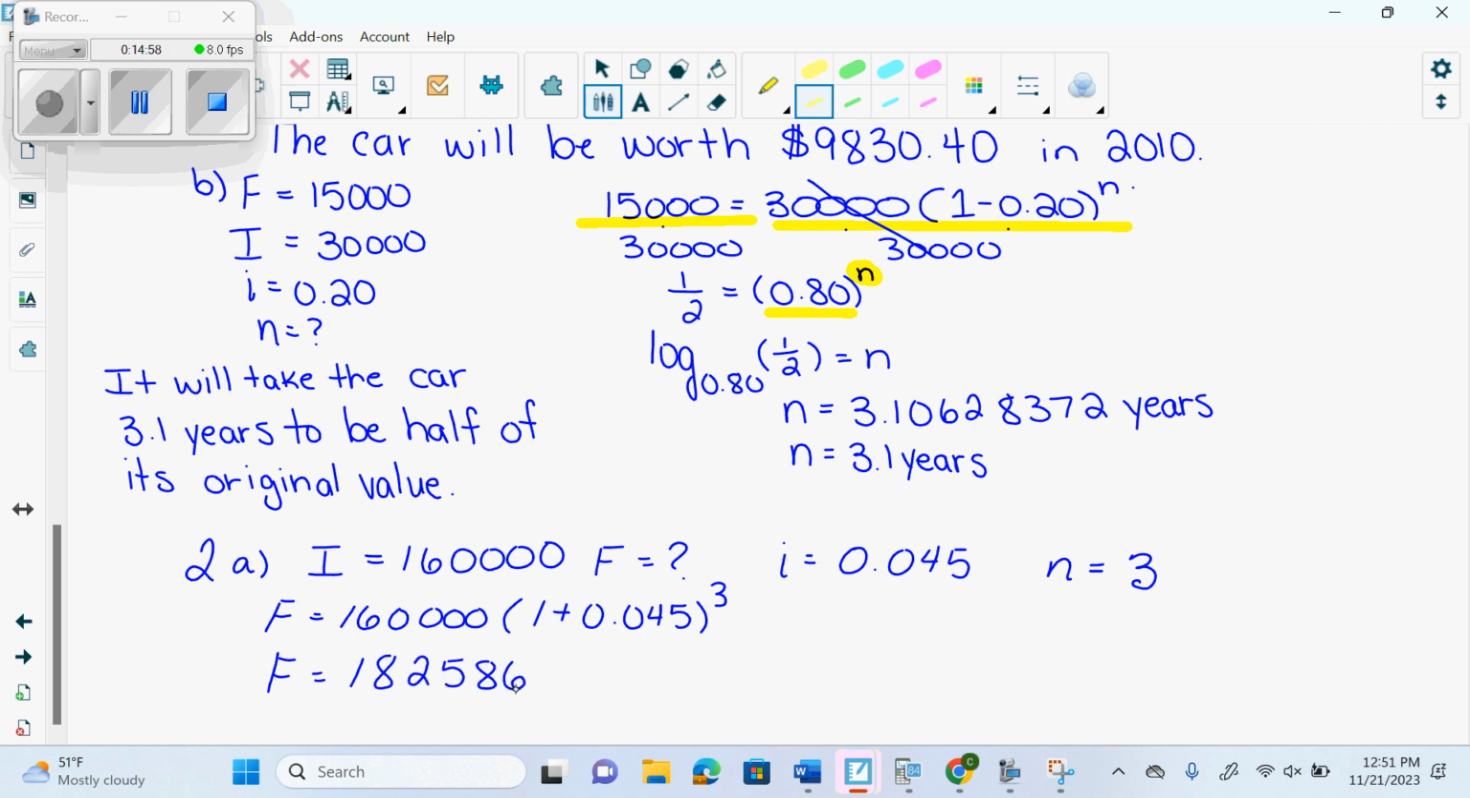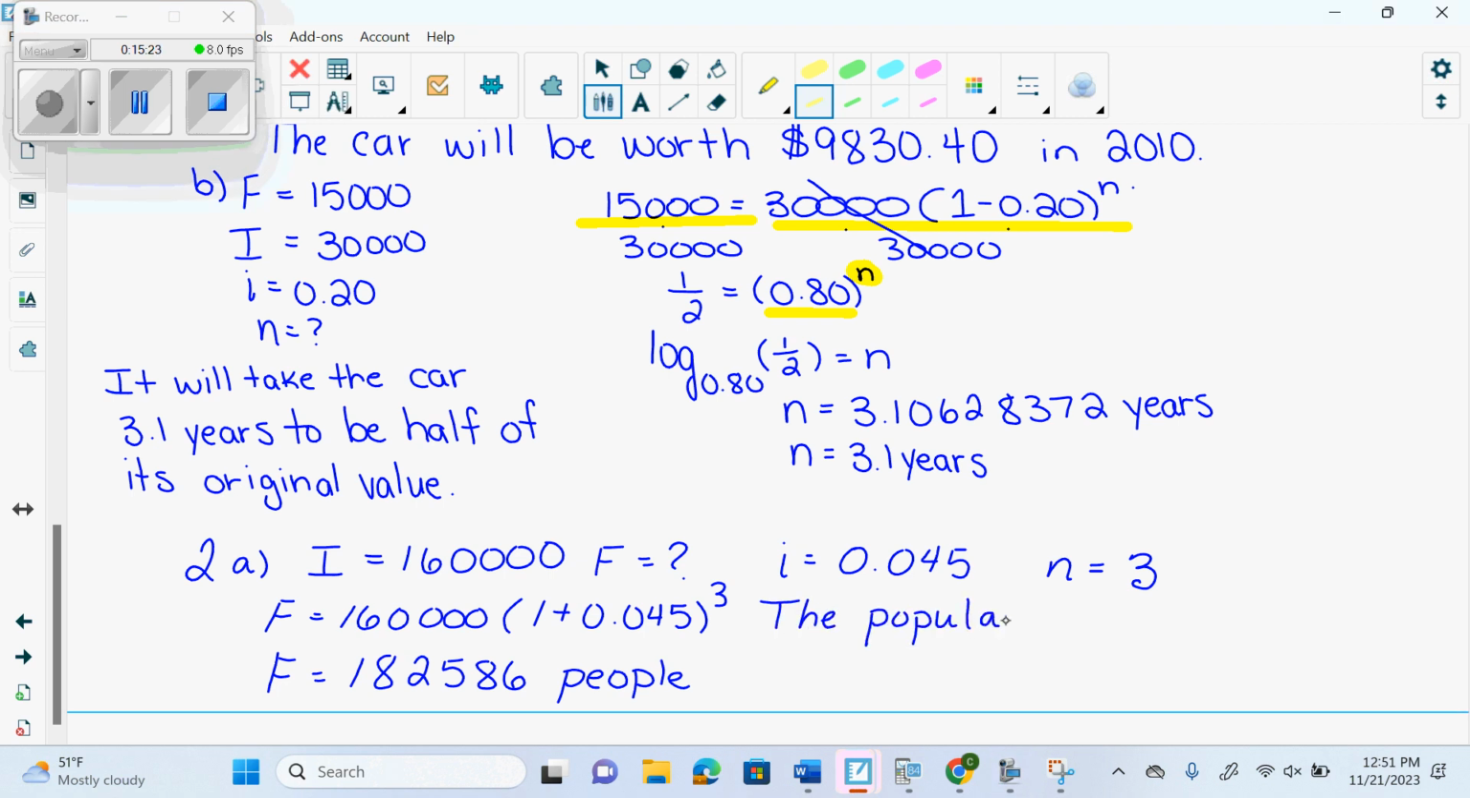So we get 182,586 people. Can we round up and find a partial person? No, you totally don't round up. All right. So the population in 2005 was 182,586. Then we have to do B.